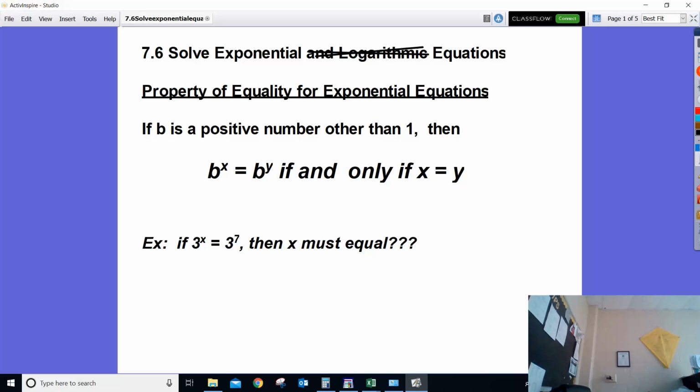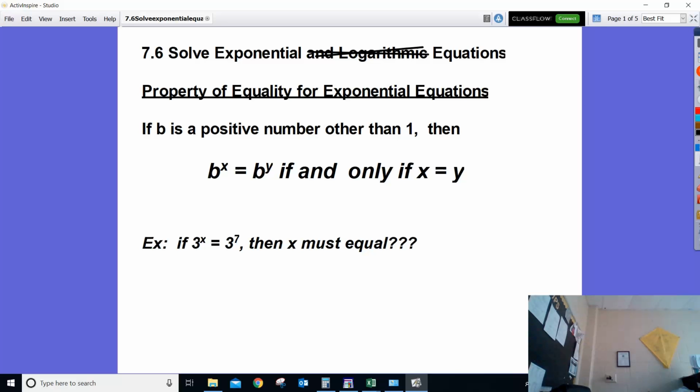Jace has actually mentioned this one in class and got it right. If b is a positive number other than 1, and you have some b to the x equals some b to the y, it's kind of a common sense thing. They look the same, so x and y have to be the same. That's how we solve exponential equations.